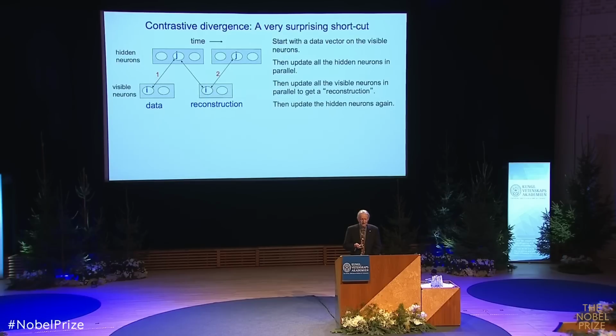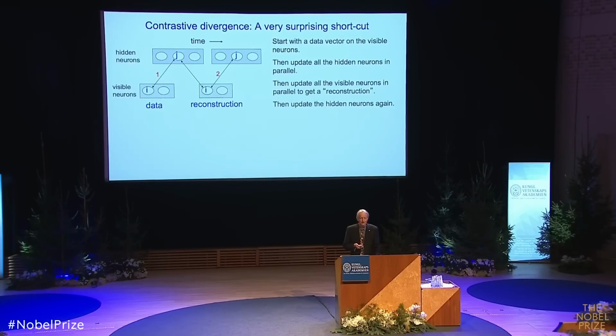So the shortcut works like this. You put data on the visible units. That's an image. And then you update all the hidden neurons in parallel. And they've now reached thermal equilibrium with the data. You now update all the visible units, and you get what we call a reconstruction. It's going to be like the data, but not quite the same. Now you update all the hidden units again. And then you stop. That's it.